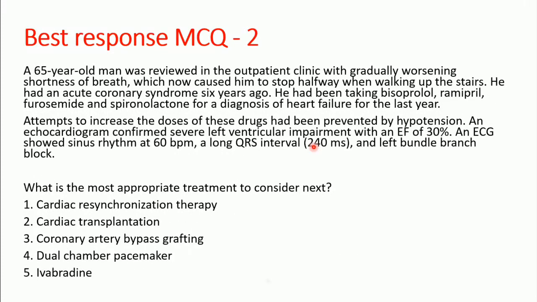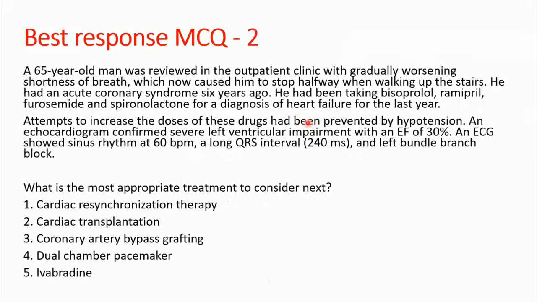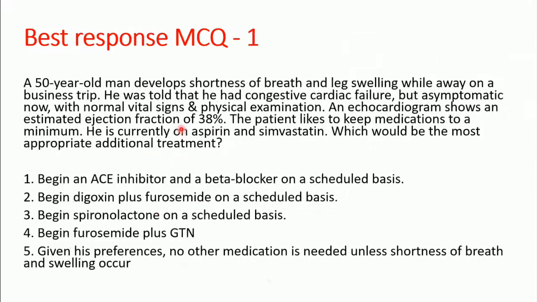Again, this MCQ, which is best response MCQ 2, what do you think the answer is here? So, on good therapies: bisoprolol, ramipril, furosemide, spironolactone. These drug doses can't be increased further because the patient has developed hypotension when that has been tried. And a long QRS interval. Ejection fraction of less than 35. There is sinus rhythm. Ejection fraction is less than 35 and the QRS is long. So here the best treatment option is cardiac resynchronization therapy. It's based on this algorithm.